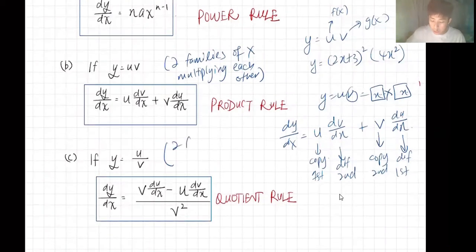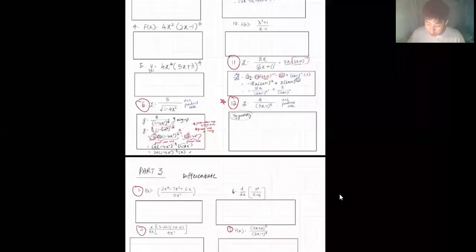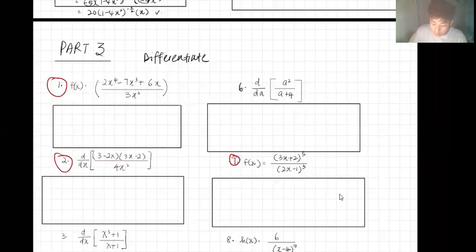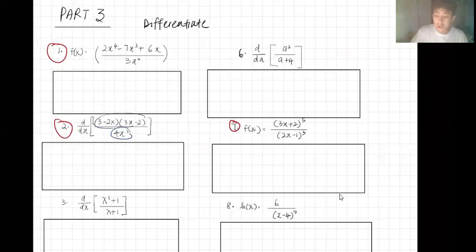is actually two families of x, exactly the same, dividing each other. Okay, that is what we do in part 3 later, in the next video. In part 3, you see now, there's one family of x, one family of x, they're dividing each other.